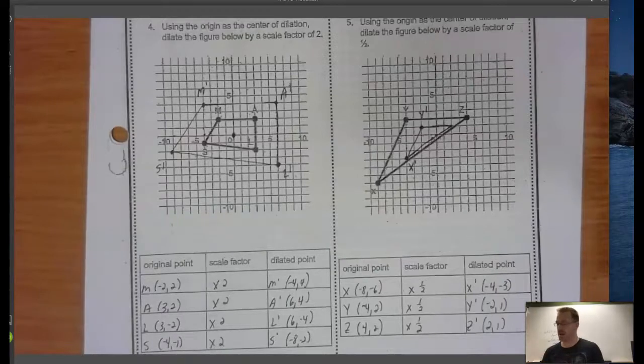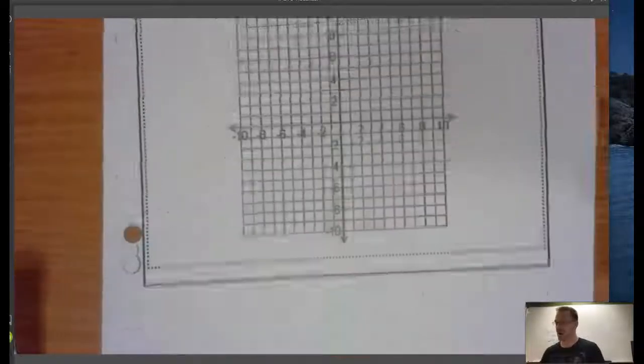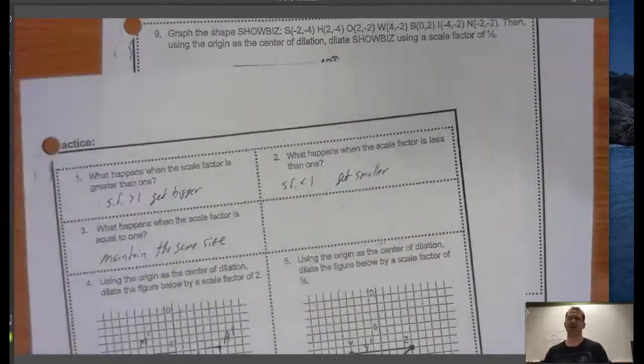And so that is how you perform a dilation. Just take your scale factor and apply it to each individual point of your shape, and you should be successful. So now when you look at the work left for you, you have 6, 7, 8, and then you have problem 9 here on page 29. And then we will see you next time.